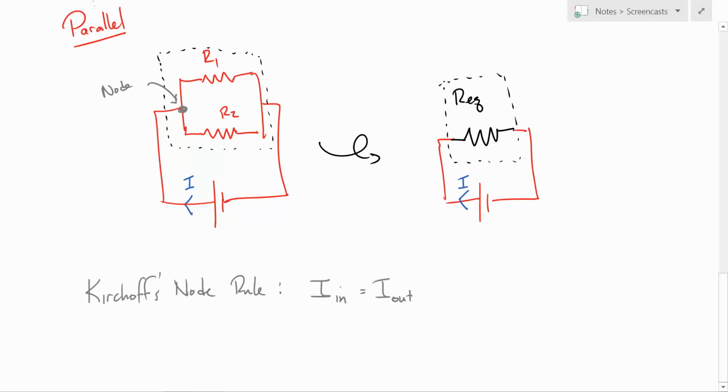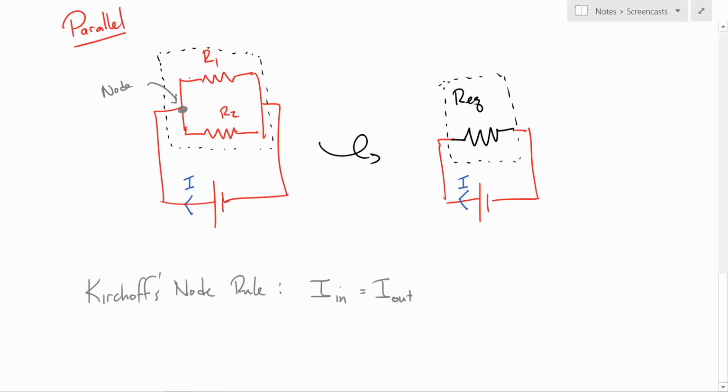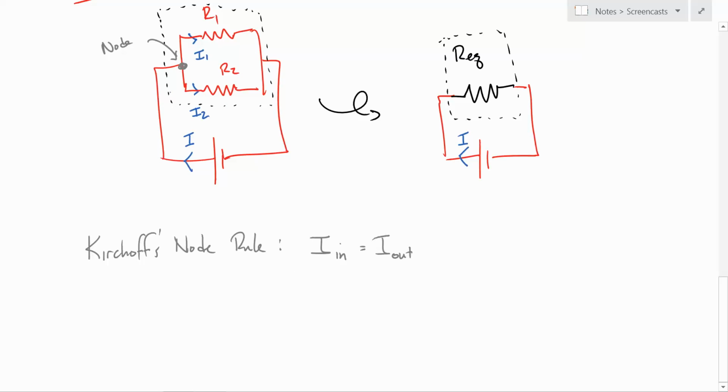Not node in the pitch perfect sense. We're not talking nodes. Different node. Anyway. So I'm going to say there's some I1 going through resistor R1, some current I2 going through resistor R2. And the node rule would say that I is equal to I1 plus I2.